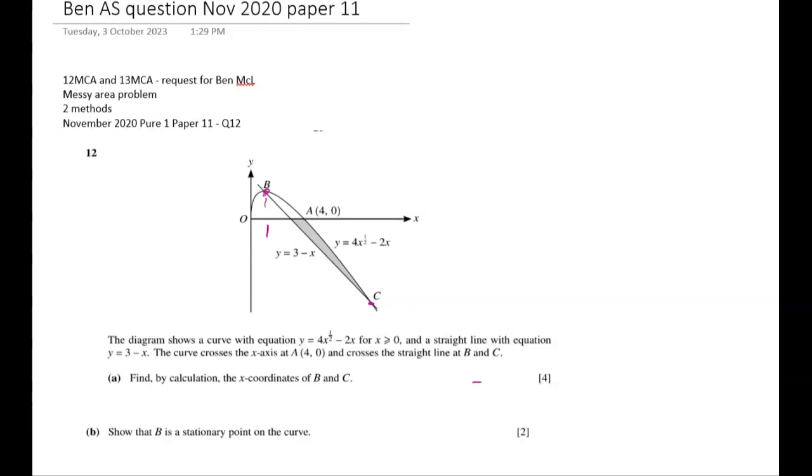This is an AS question for Ben, and it's a really good integration problem. There are 3 parts to the question, but I'm going to ignore the first couple and just quickly give you the answers for those. So we've got a curve and we've got a straight line, and we've got a nice diagram showing those 2 things.